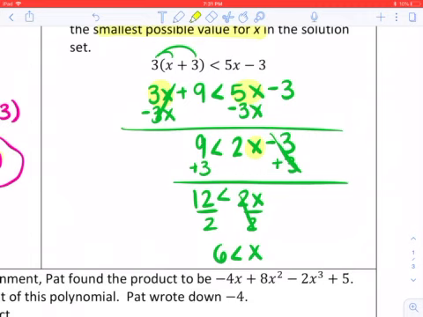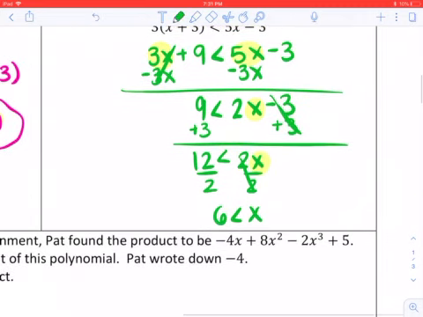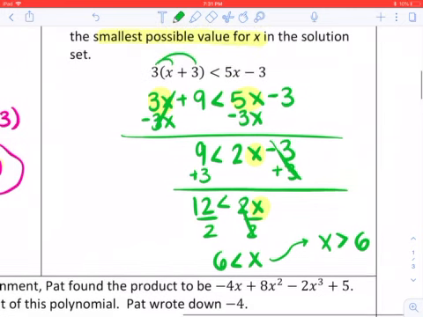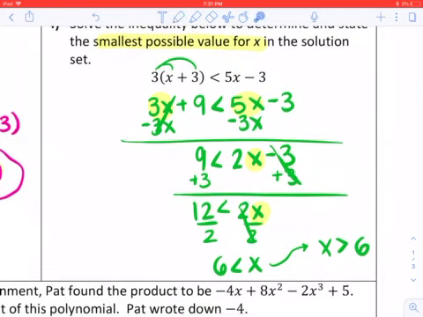I do not like when it is written this way. I always want to make sure that my x is on the left of an inequality. So if we switch the x and the 6, we also have to switch the inequality. So this is x is greater than 6. Now, that's not the answer to our question. The question is asking the smallest possible value for x.